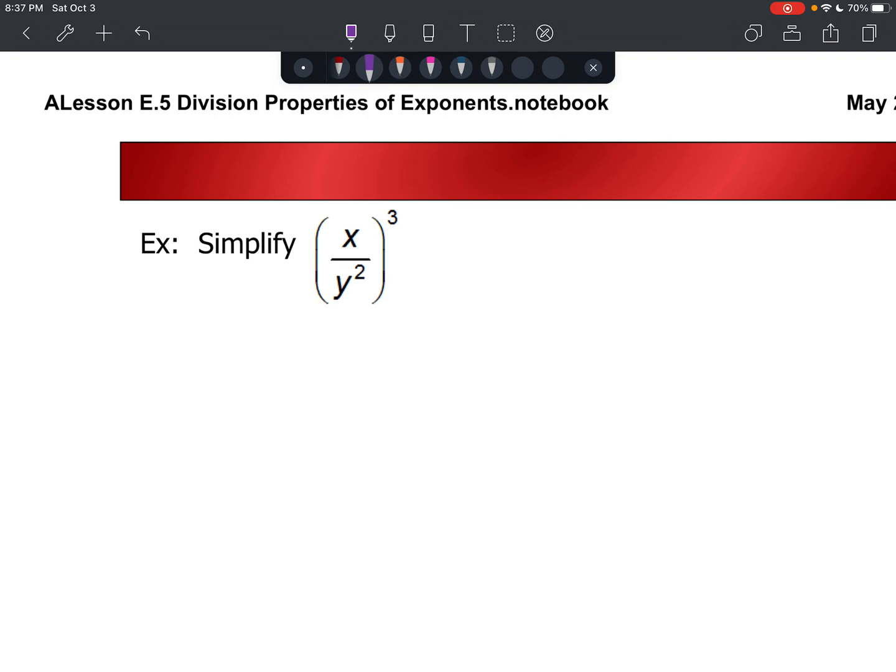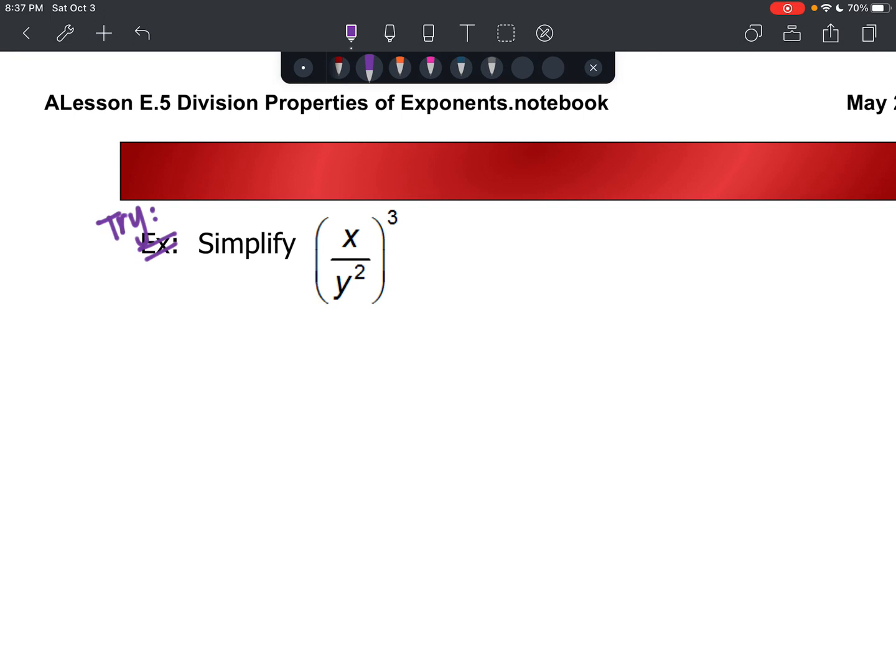Here's another one. We could just make these tries. So when I give it to you as a try, press pause and make sure that you're trying these on your own. We've got x cubed over y.